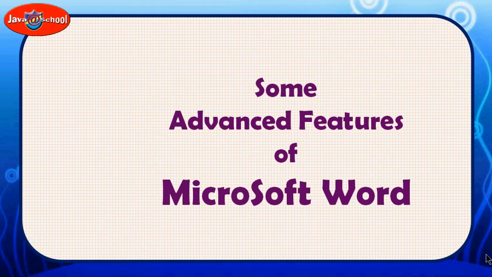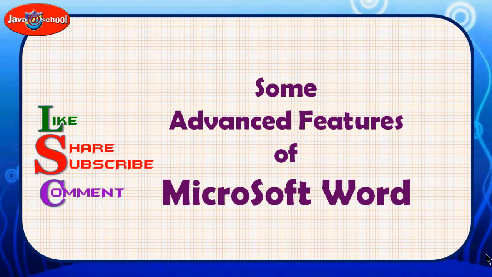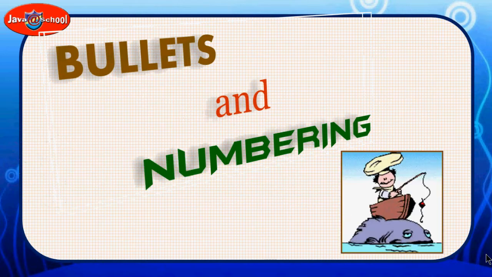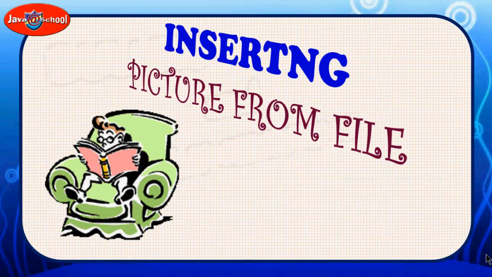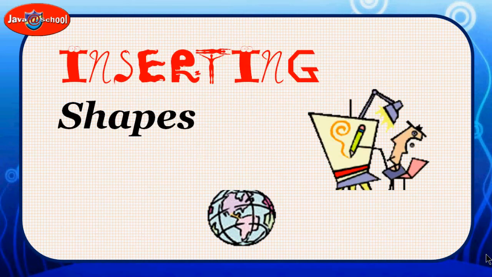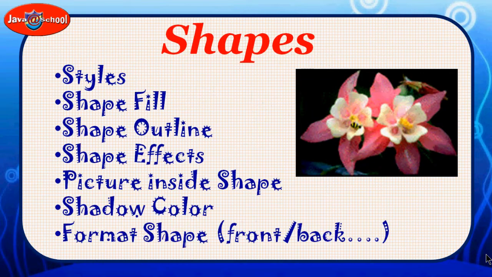Okay, this is part 2 of advanced features of MS Word. Bullets and numbering have been done in the previous video. Inserting picture from file, inserting online pictures, inserting shapes we have done, and related to shapes, all these tools we have already used: styles of the shape, shape fill, shape outline, shape effects, picture inside shape, shadow color, arranging, bring front and send back, wrapping. That has been done. Now today we will be seeing some more features.